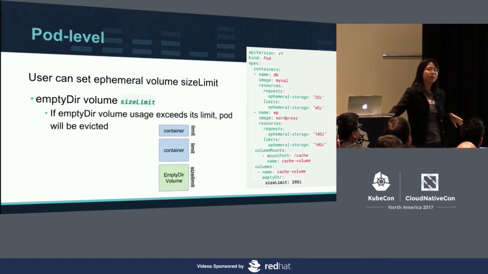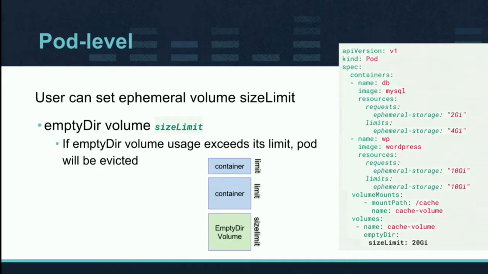Now, considering a pod, we just mentioned the pod can have volumes. Besides constraining how much resources are used by a container, we also want to constrain how much resources should be used by the volumes. So we add a field, a size limit, to give an upper bound on how much resources can be consumed by this volume. Similarly, if the monitoring detects the volume usage exceeds it, it will evict the pod. And by setting the limits for containers and also volumes, we have good isolation among different containers and also the pods.